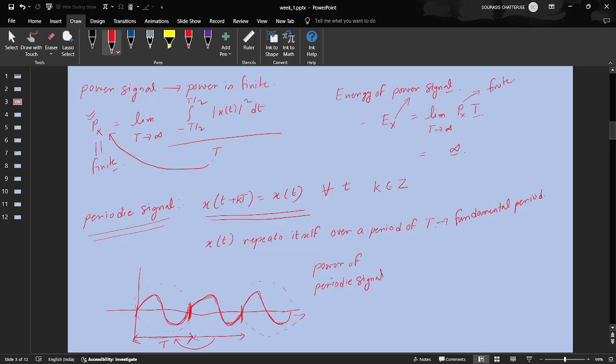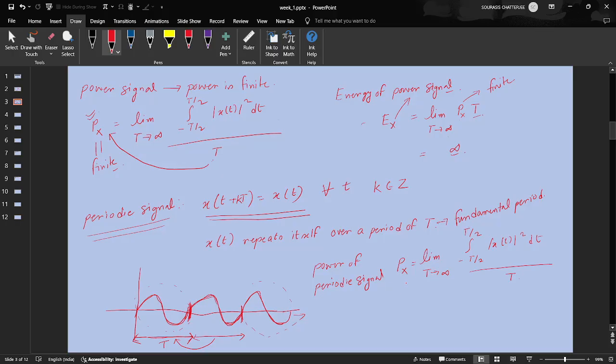It comes out actually very nicely. So let me write down the generic definition of power here, that is Px is equal to limit T tends to infinity, integral from minus T by 2 up to T by 2, |x(t)|² dt divided by T. So this definition holds for when T tends to infinity.